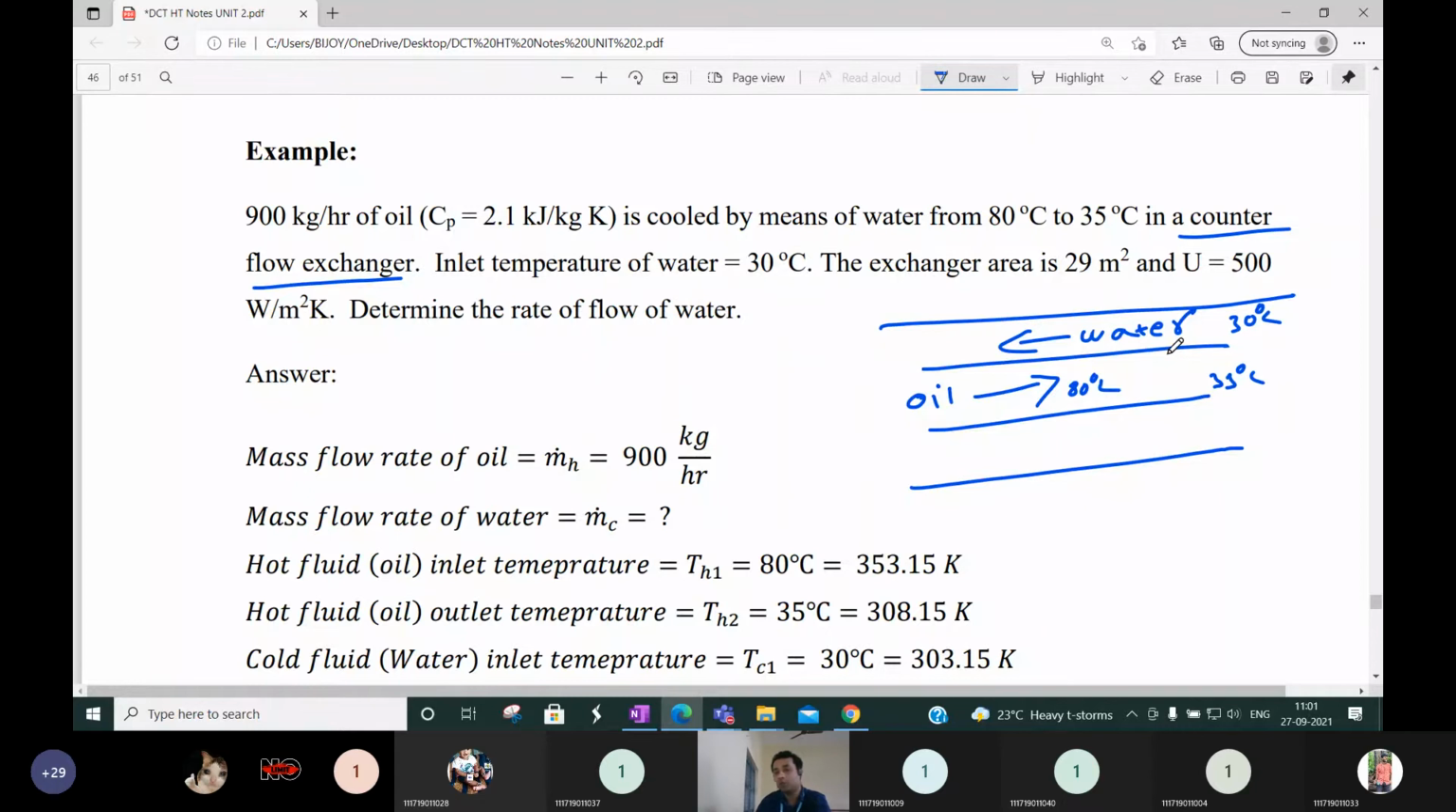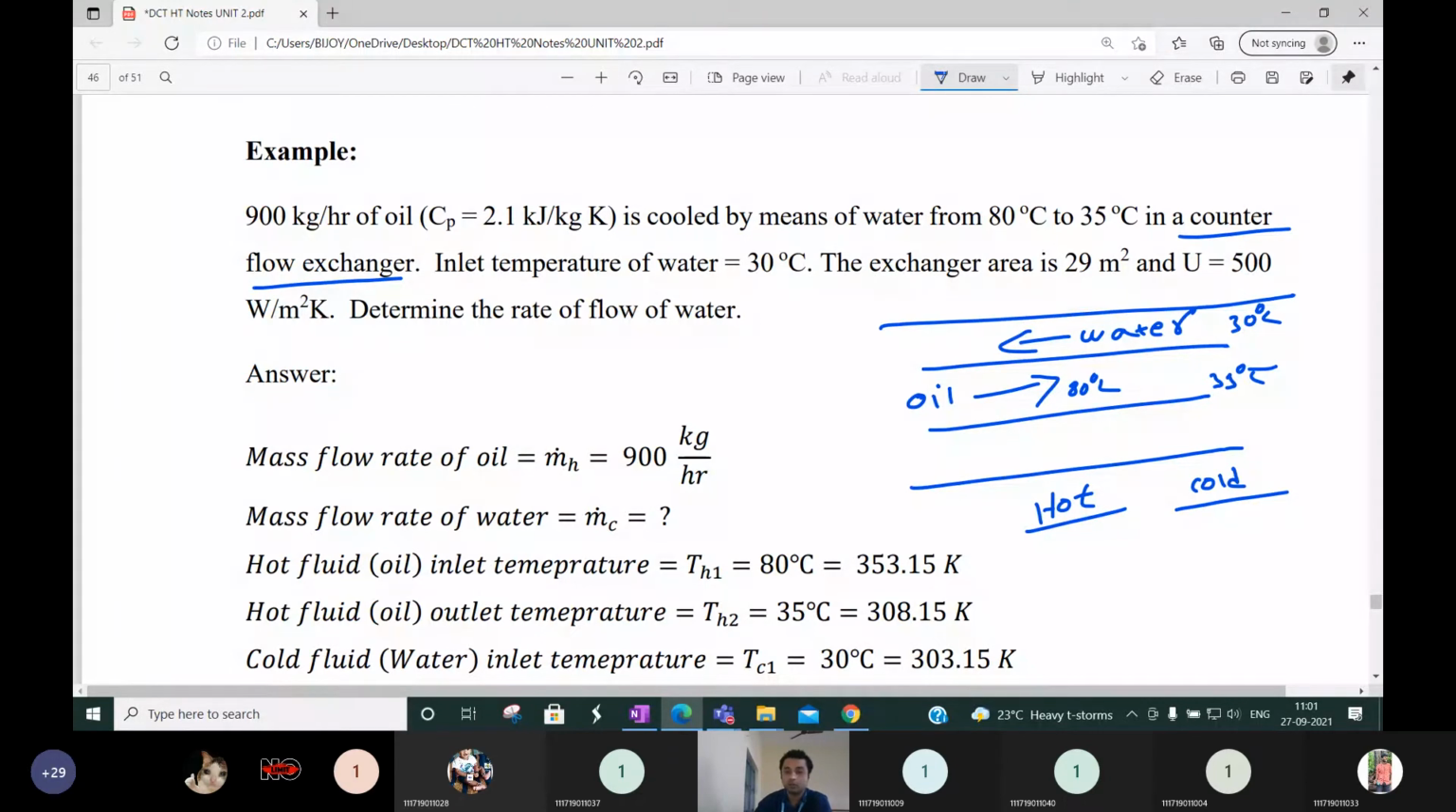Then out of these two, which one is the hot fluid and which one is the cold fluid? Can anyone say? Oil and water, which one will we consider as the hot fluid and which as the cold fluid? Oil is the hot fluid, because its temperature is decreasing. And by using water, the hot fluid temperature is decreasing. So water is the cold fluid.